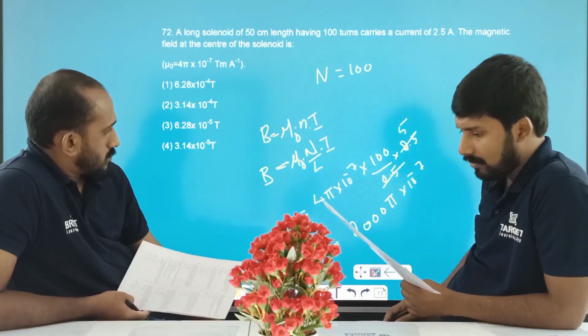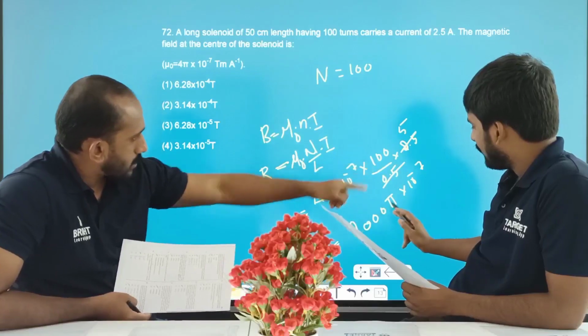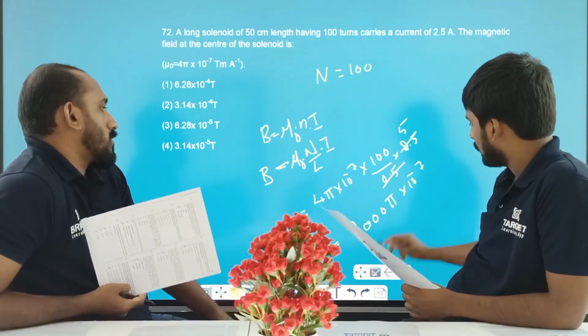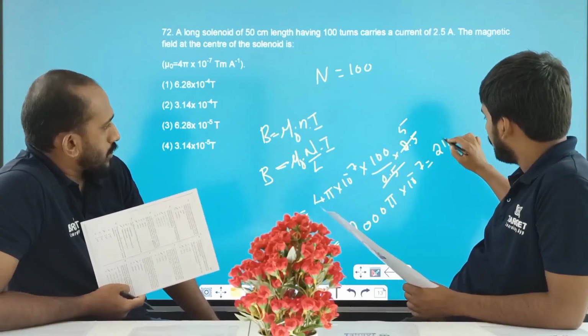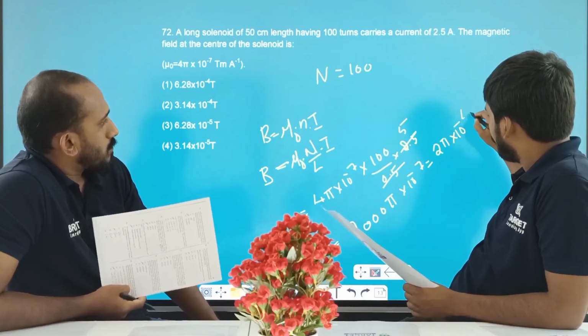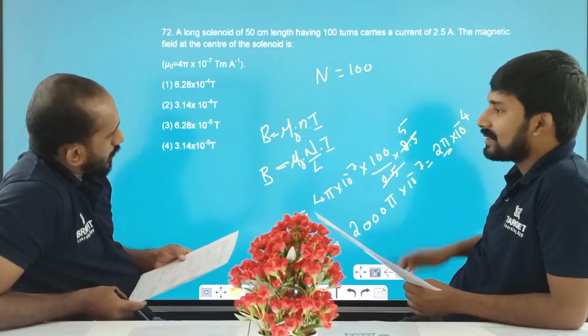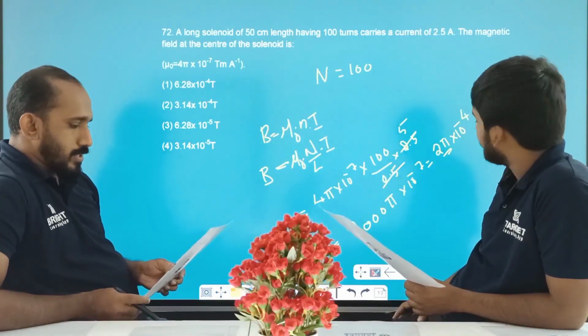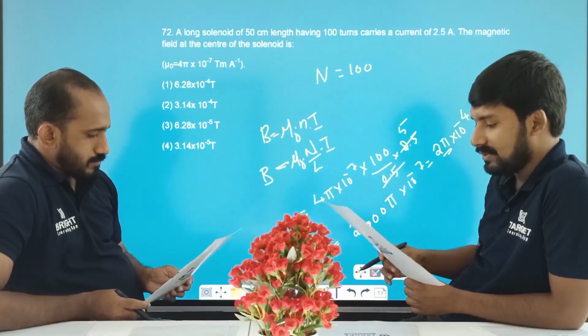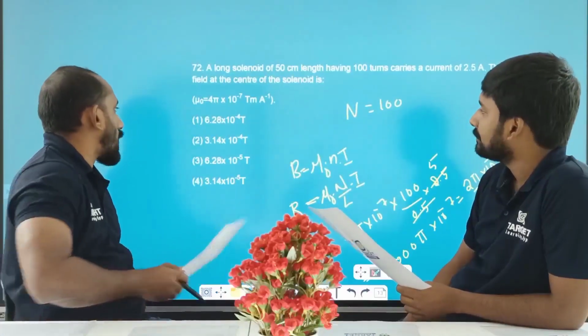The answer is in terms of pi, so you can cancel the 3 zeros with the minus 7. That is 2 pi into 10 raised to minus 4. 2 pi is 6.28, so 6.28 into 10 raised to minus 4 Tesla. Option 1 is correct here.